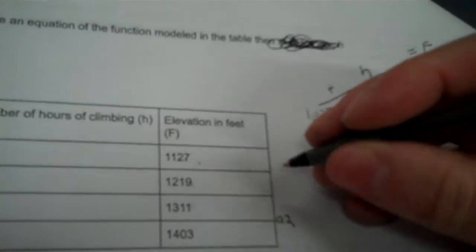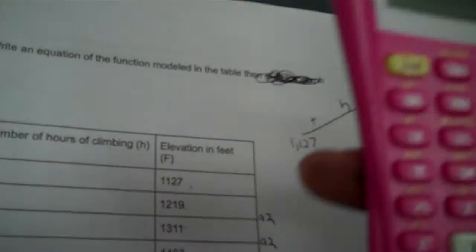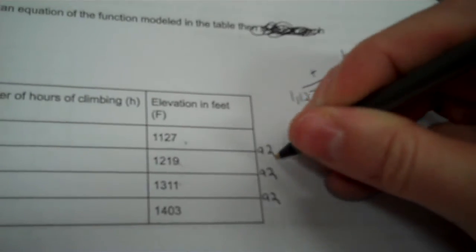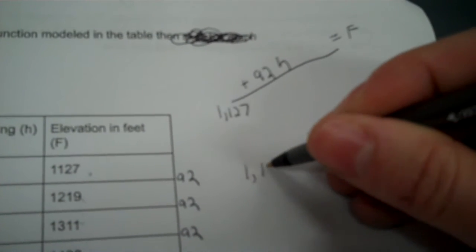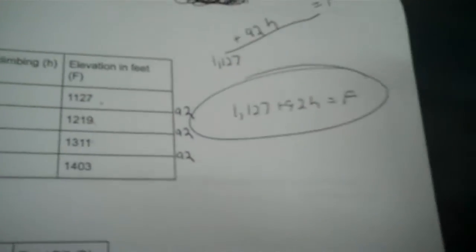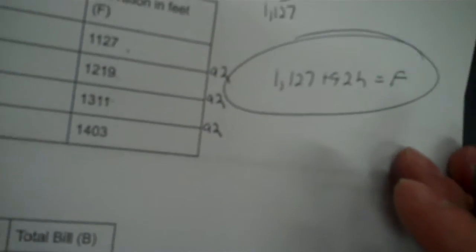Now take the 1,311 and subtract 1,219, that's 92 again, okay? So I put that on this line, because between here and here is 92. Now I take the higher number, 1,219, and subtract 1,127, and that's 92. So put that in there. So pretty much I found that every hour I'm adding 92. Okay, so plus 92H, and then you just write an equation out of that. 1,127 plus 92H equals F. Okay, and that's pretty much how that's going to work.